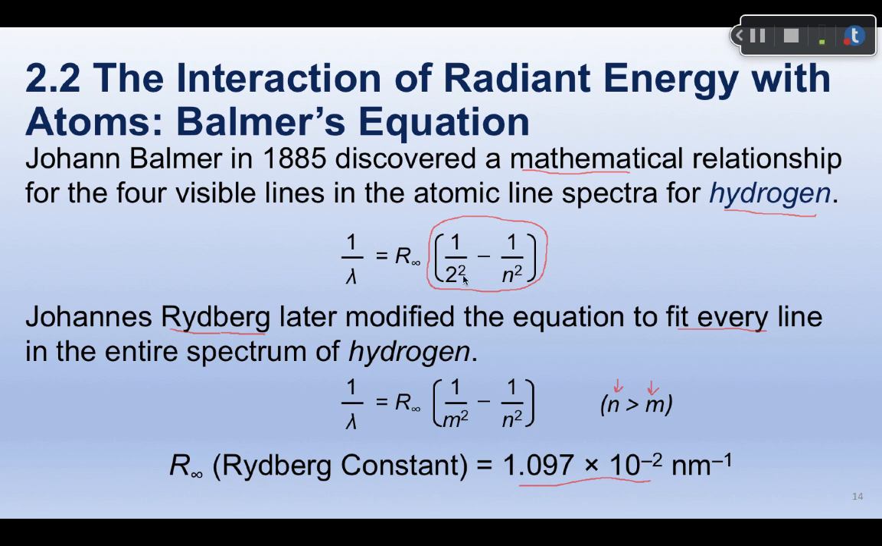It's related to the reciprocal of the square of the first value m minus the reciprocal of the square of the second value n. Wow. And how they did this is not for us to repeat.